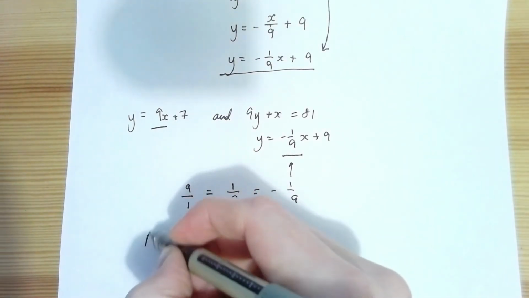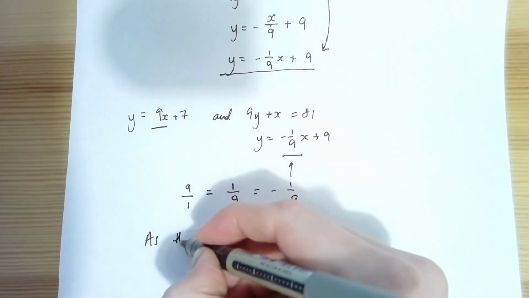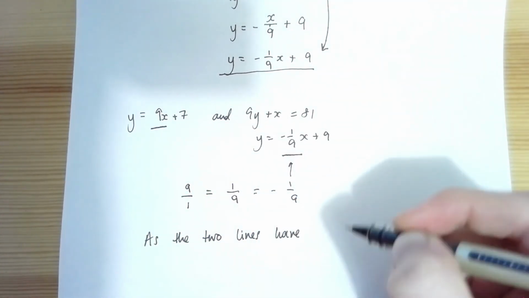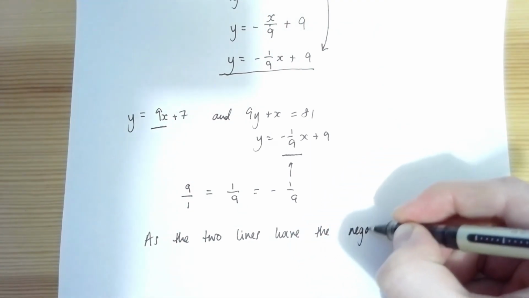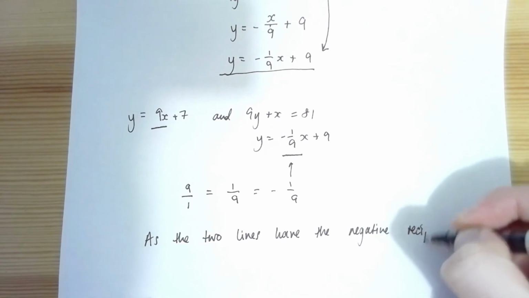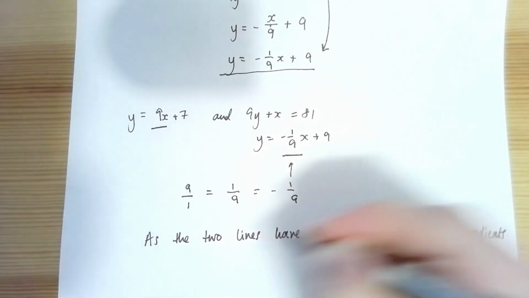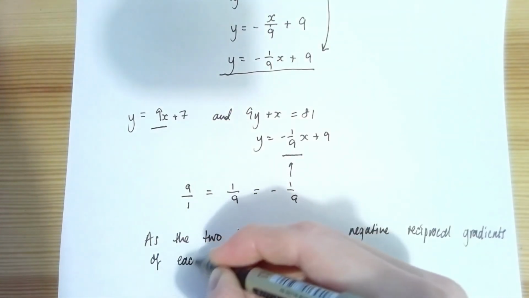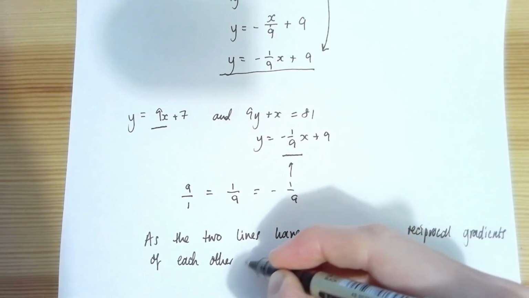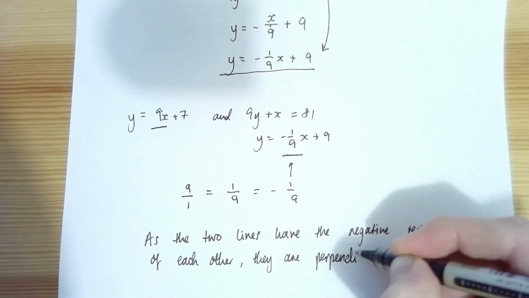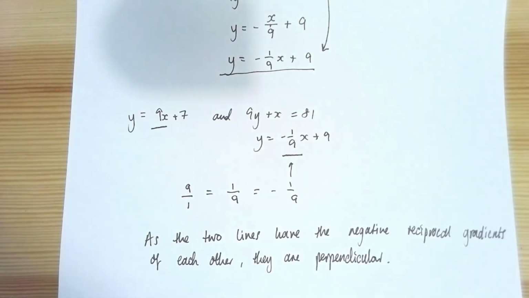So we can say as the two lines have the negative reciprocal gradients of each other, they are perpendicular. And that's your final answer for question 4. Hopefully now you can do parallel and perpendicular lines.